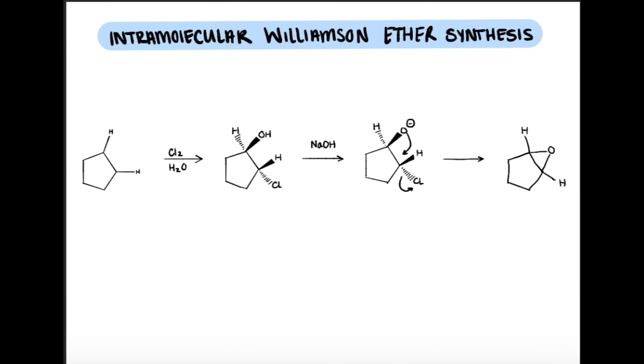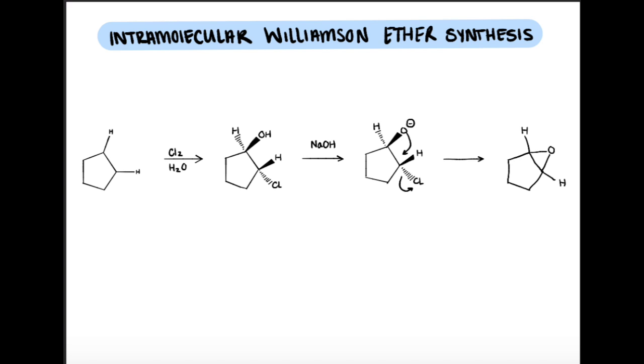Epoxides may also be synthesized by the treatment of a halohydrin with a base. This causes an intramolecular Williamson ether synthesis. The Williamson ether synthesis is an SN2 reaction in which an alkoxide ion is a nucleophile that displaces a halide ion from an alkyl halide to give an ether.